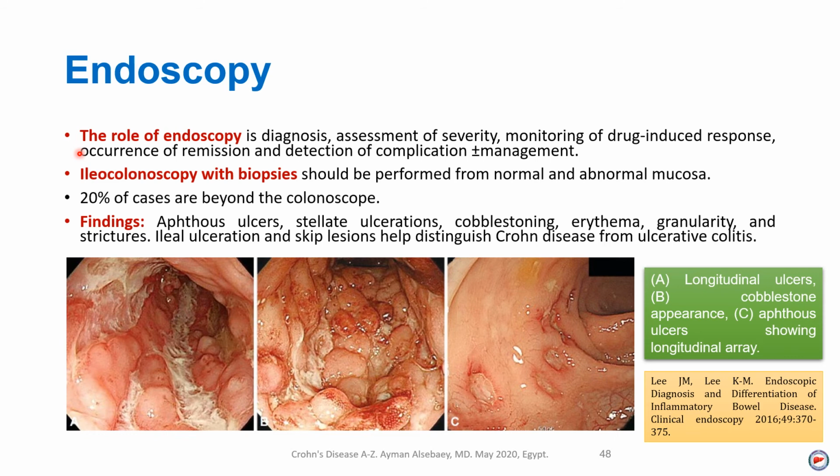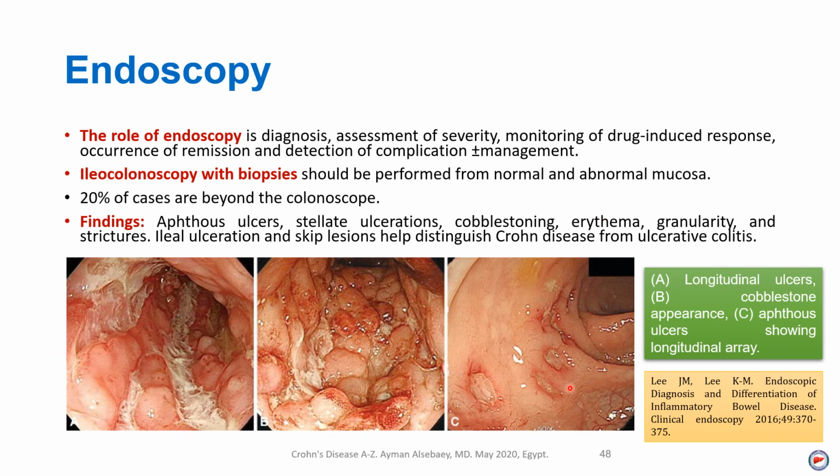We should take biopsies from the normal and the abnormal mucosa because the normal mucosa during endoscopy may have histological activity. Endoscopy is very important for diagnosis, assessment of the severity, monitoring of the response to treatment, and detection of complication. Biopsies are mandatory from normal and abnormal mucosa.